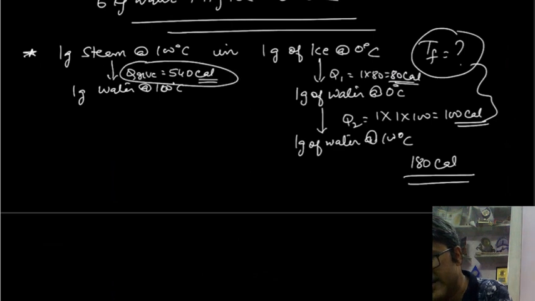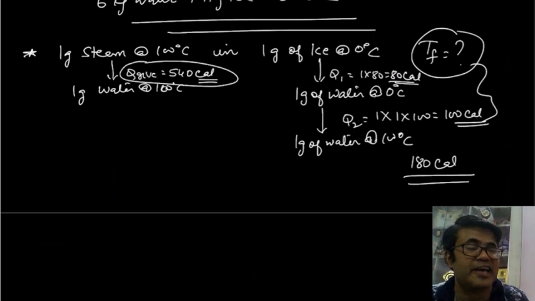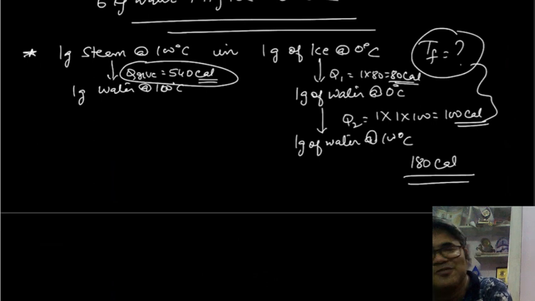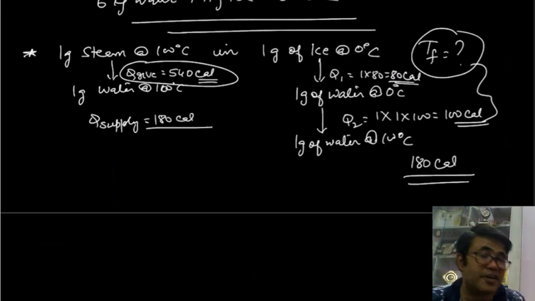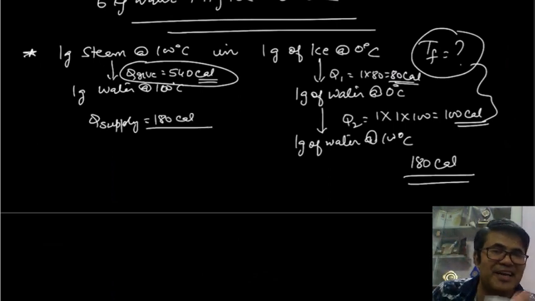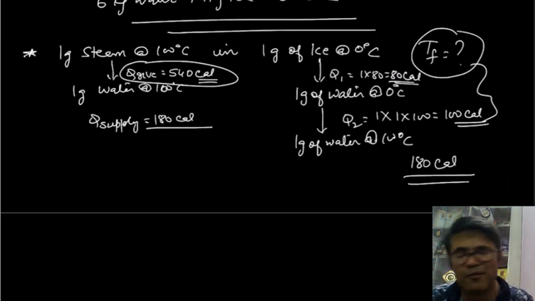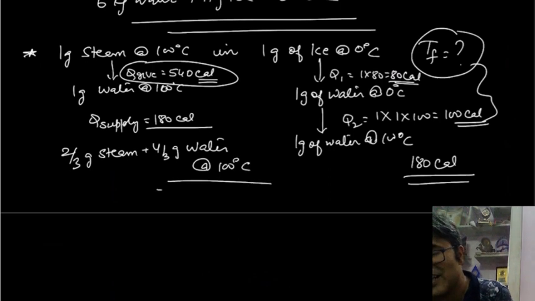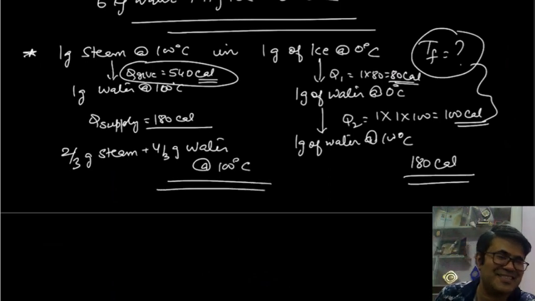In complete condensation the steam can give 540 calories, but the mixture is not ready to receive 540 calories. It is only ready to receive 180 calories till it comes to the same temperature. That means this much heat is not needed, so the actual supply would be 180 only. Here the steam won't condense completely, only partially. For 180 calories, only 1/3 gram of steam will condense. So finally you will have 2 by 3 gram of steam plus 4 by 3 grams of water at 100 degrees Celsius. So it's a very interesting question. The final temperature will still be 100 degrees Celsius.